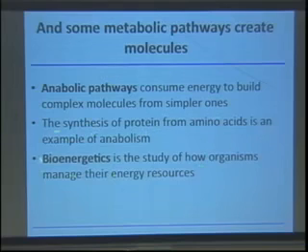And then the term bioenergetics, this is just the study of how organisms manage their energy resources, right? How they acquire the molecules they need to have the energy to carry out the metabolism that's required for the growth and survival of the cell in response to environmental stimuli and things like that.